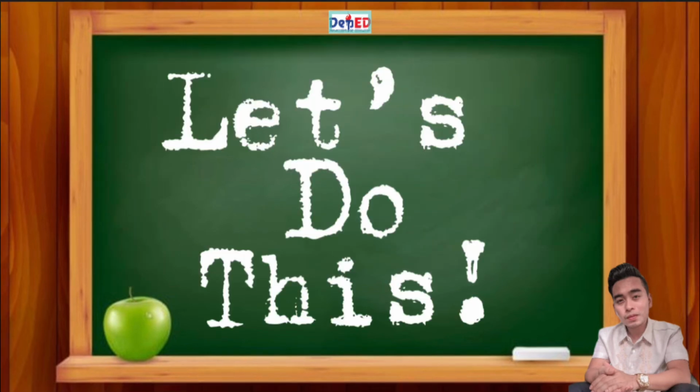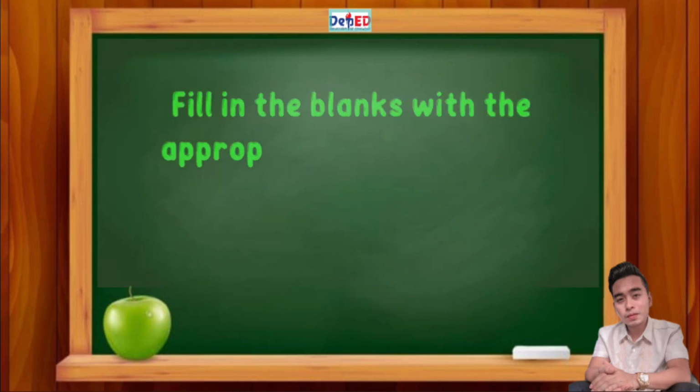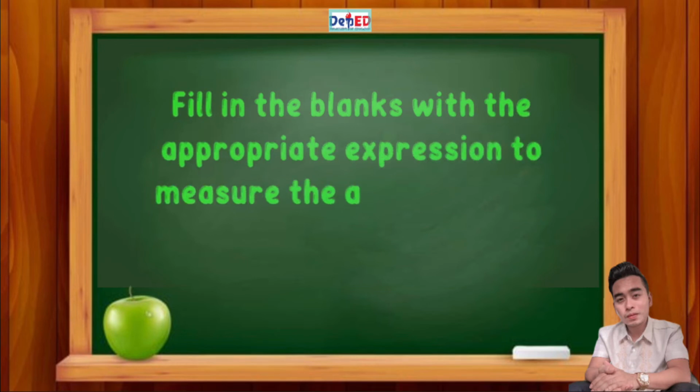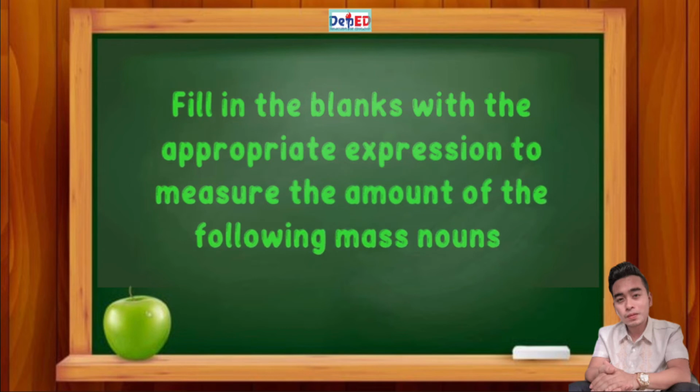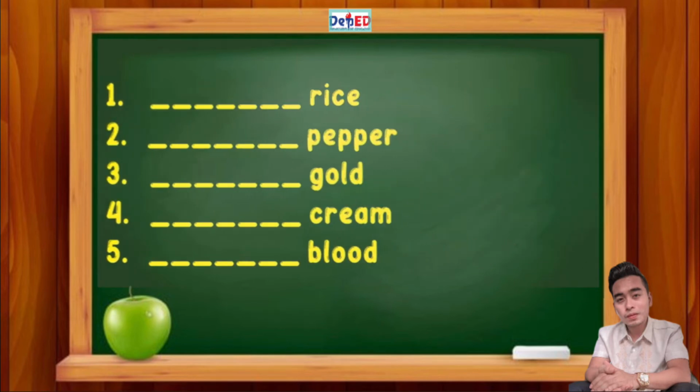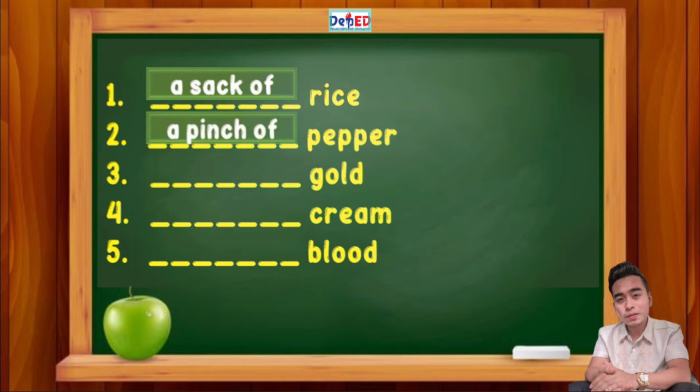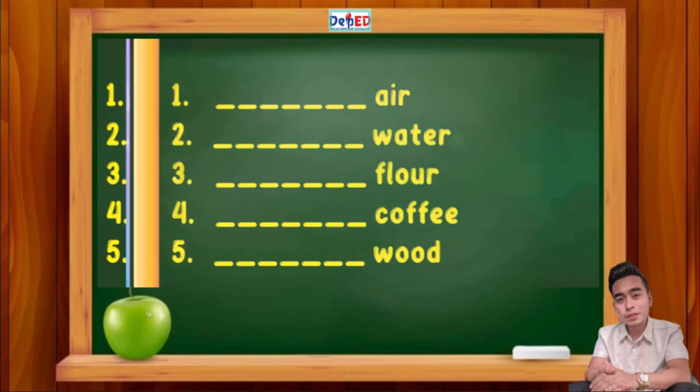Let's do this. Fill in the blanks with the appropriate expression to measure the amount of the following mass nouns. Number 1, a sack of rice. Number 2, a pinch of pepper. Number 3, a bar of gold. Number 4, a cup of cream. Number 5, a drop of blood.